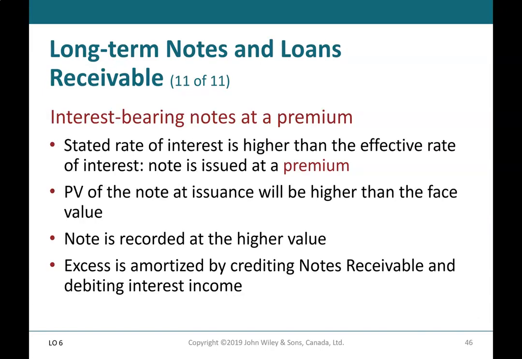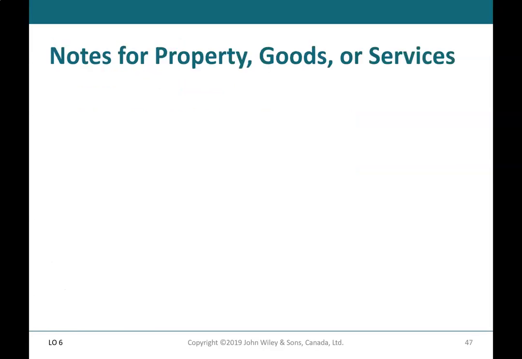Long-term notes and loans receivable, 11 of 11. Interest-bearing notes at a premium. The stated rate of interest is higher than the effective rate of interest, so the note is issued at a premium. The present value of the note at issuance will be higher than the face value, and the note is recorded at the higher value. The excess is amortized by crediting notes receivable and debiting interest income.